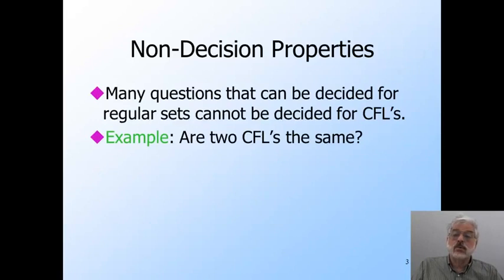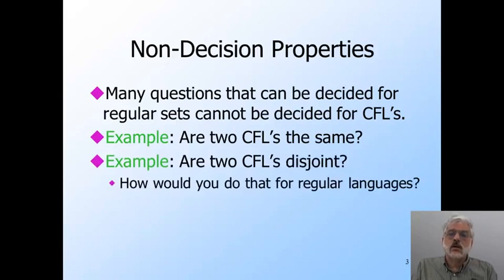For example, we were able to tell whether two regular languages, say represented by DFAs, were the same. We can't tell whether two context-free grammars or two PDAs define the same language. Another thing we cannot tell is whether two context-free languages are disjoint. We say sets are disjoint if their intersection is empty, that is, they have no members in common. We didn't address the question of disjointness for regular languages, but you can tell whether two regular languages are disjoint.